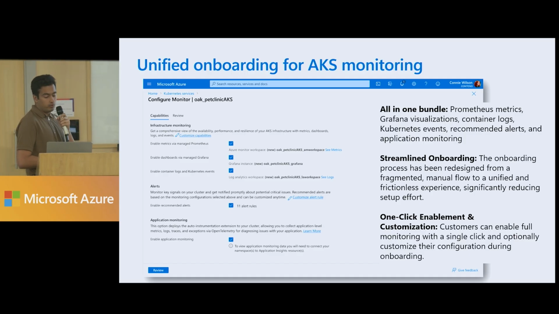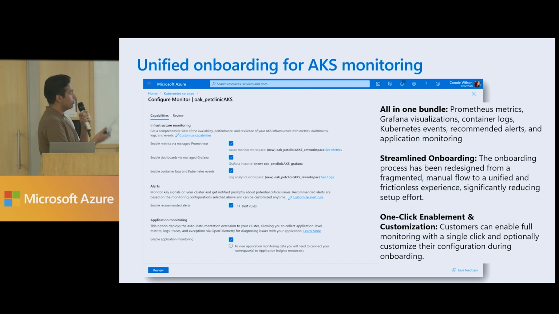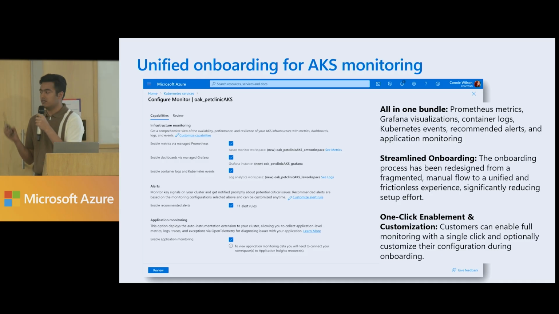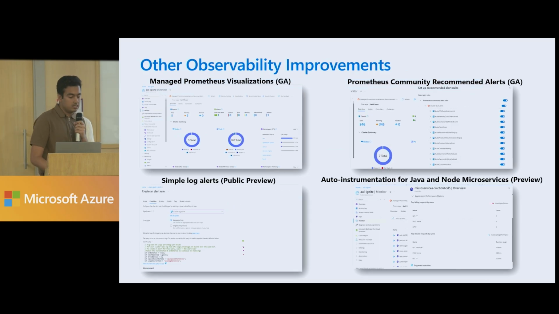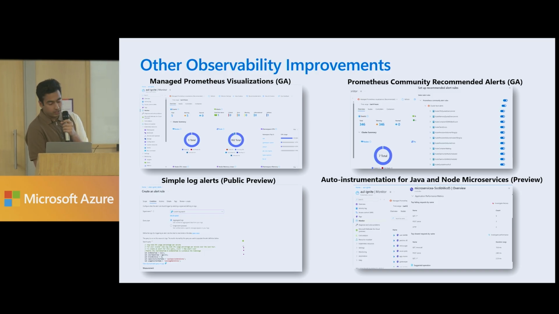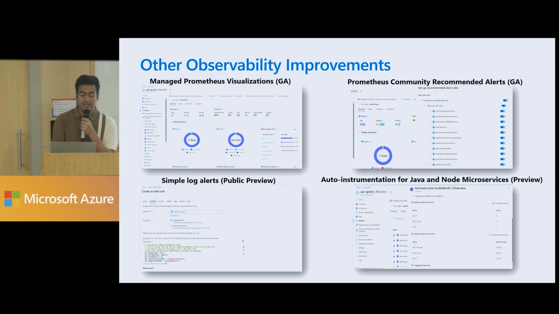So within the portal, we've created this unified onboarding experience, which lets you enable most of these features within one click. But if you have specific customizations you need in order to meet your application requirements, you can even configure smaller settings, which just take a few additional steps. Some of the other observability improvements we've also delivered are managed Prometheus visualizations, Prometheus community recommended alerts, and then simple log alerts in public preview.